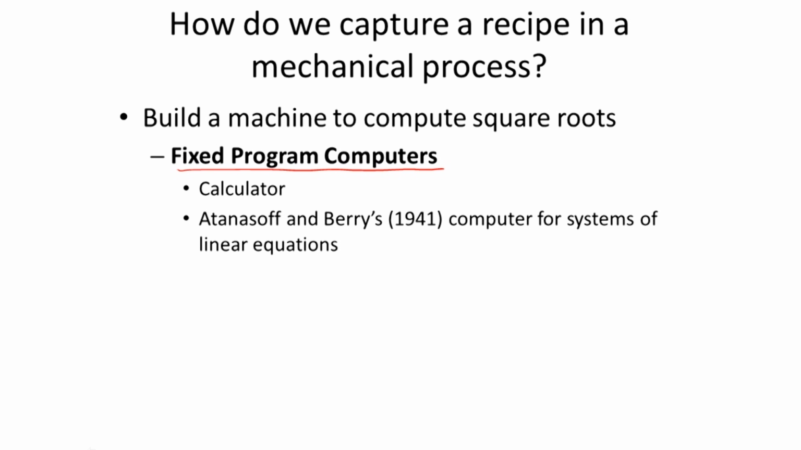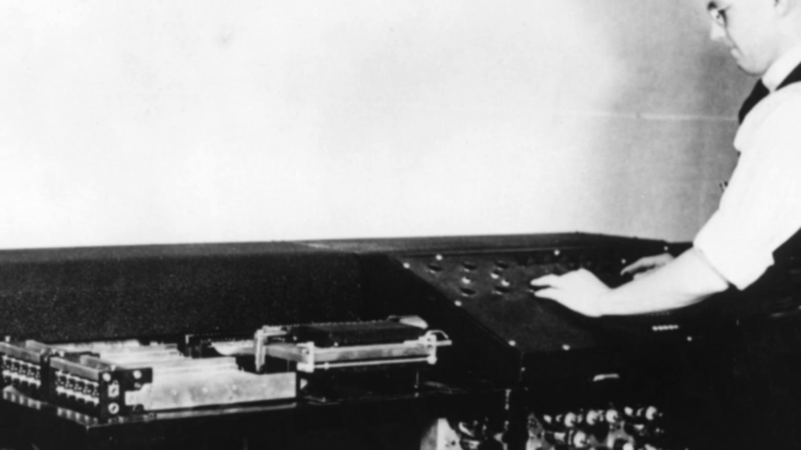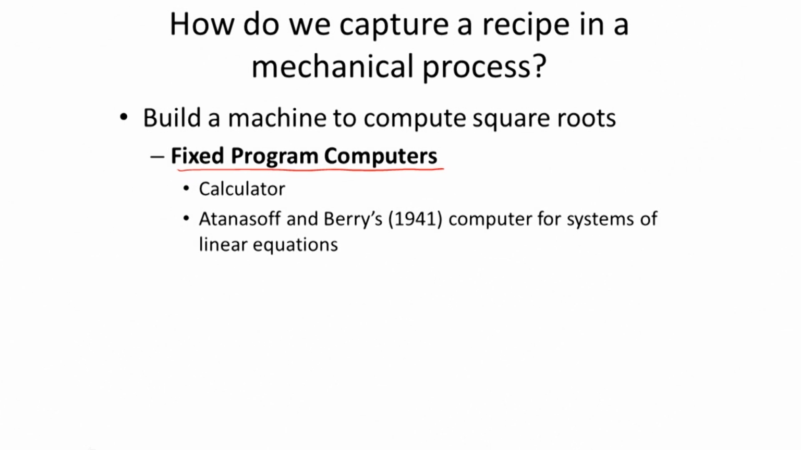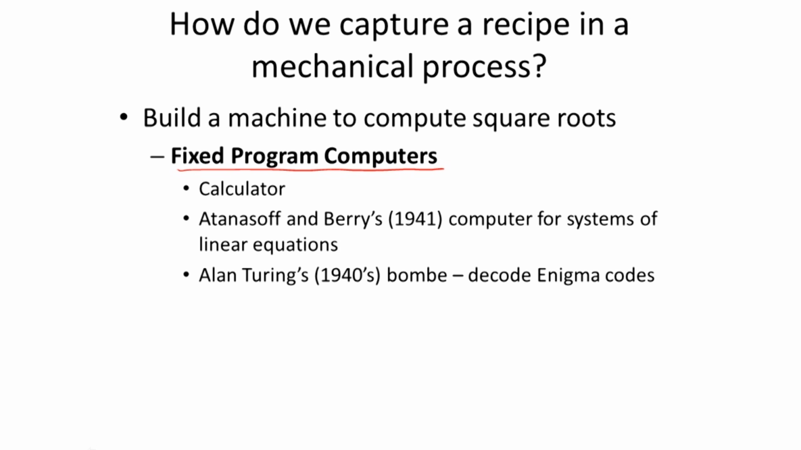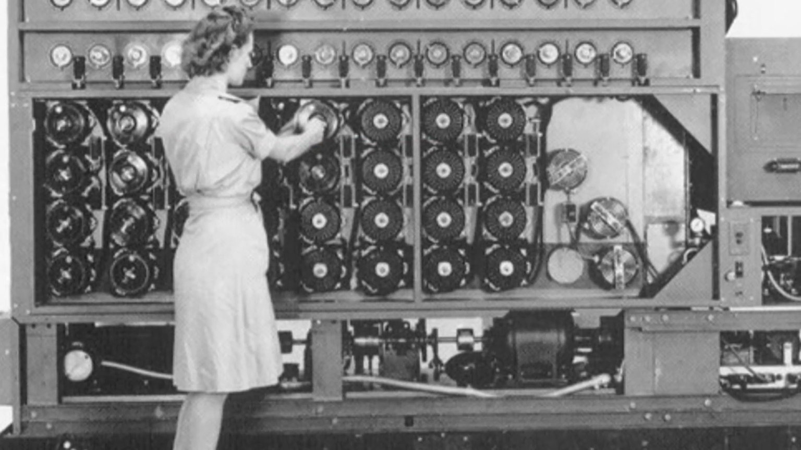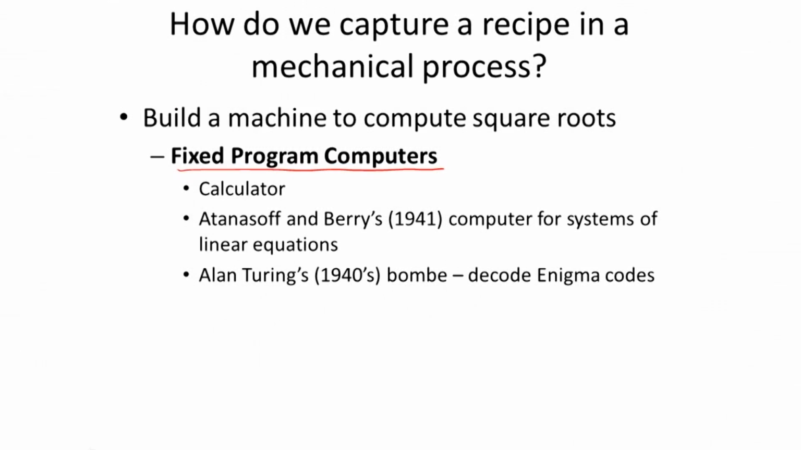Atanasoff and Berry in 1941 built a computer for solving systems of linear equations. And even despite the fact that the technology wasn't quite as sophisticated as it is today, it did quite well at doing that. During the war, Alan Turing, one of the most famous computer scientists, built what was called the Bombe, which was used to decode Enigma codes during World War II. Again, a computer built specifically for that purpose, but solving a very complex task. The problem with a fixed program computer is that it does only that thing it was designed to do.